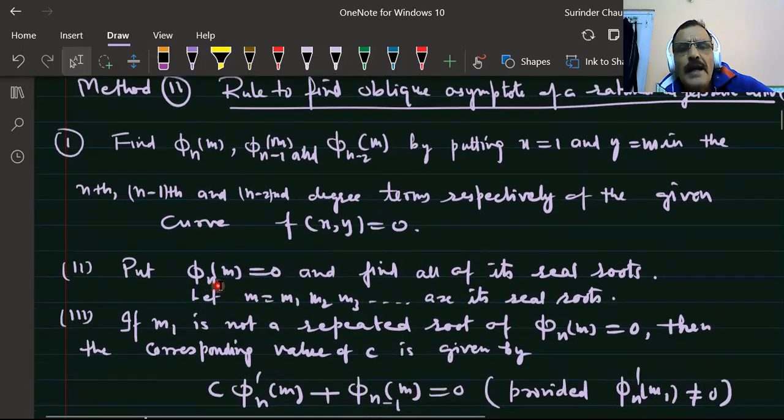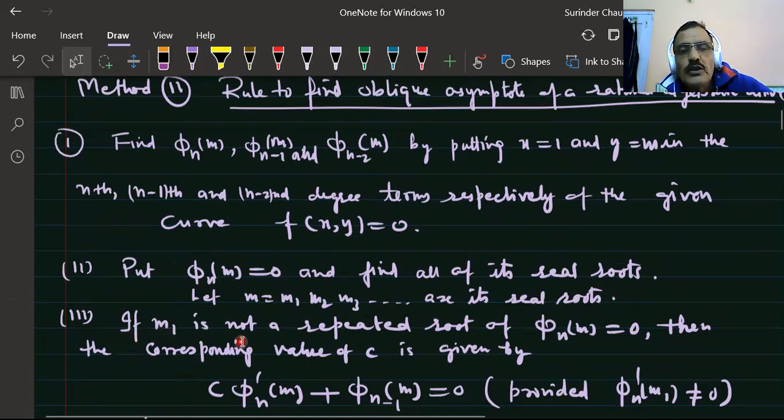Put phi n of m equal to 0, that is, put the coefficient of the highest degree term equal to 0, and find all its roots. Let the roots be m1, m2, m3 and so on. These are the real roots, only real roots, not complex roots. We discuss with real roots.